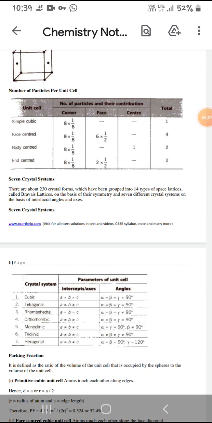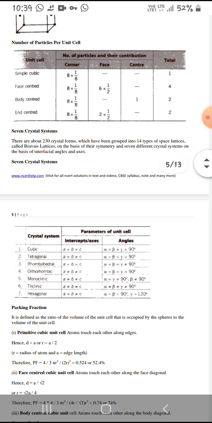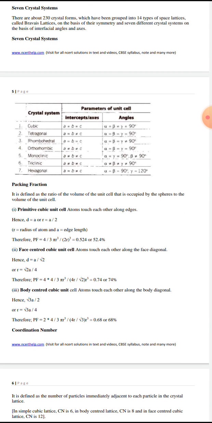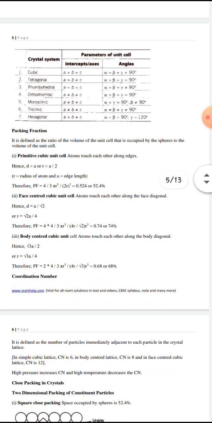There are about 230 crystal forms which have been grouped into 14 types. They are called Bravais lattices on the basis of their symmetry and 7 different crystal systems. The 7 crystal systems are cubic, tetragonal, rhombohedral, orthorhombic, monoclinic, triclinic, and hexagonal.